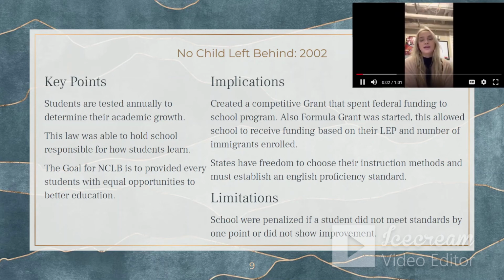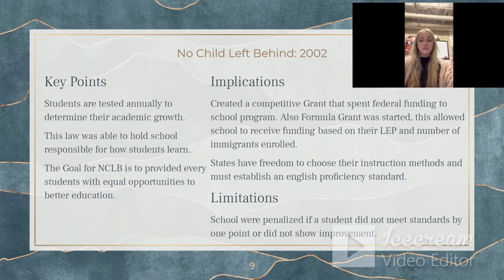No Child Left Behind Act, 2002. Students are tested annually to determine their academic growth. This law was able to hold schools responsible for how their students learn. The goal for the NCLB, which is No Child Left Behind, is to provide every student with equal opportunities into better education.